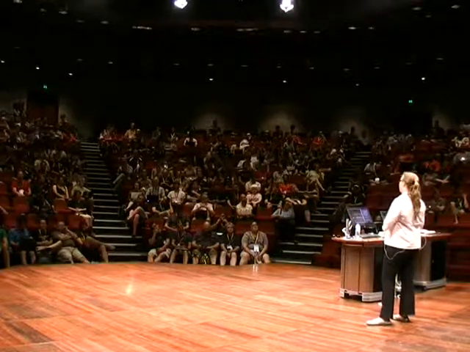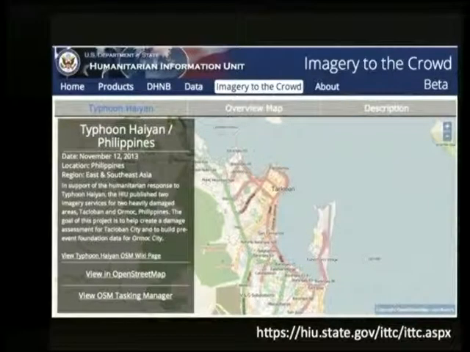Because one of the things that's been talked about time and time again is if you provide access to data openly, like this satellite imagery, you don't know what people are going to do with it. You don't know that this many people are going to be able to help. And then someone responding actually physically on the ground just needs a map to know where they're going to deliver aid. And this is just the Imagery to the Crowd initiative from the US State Department.